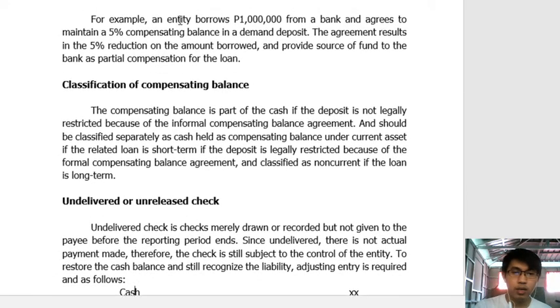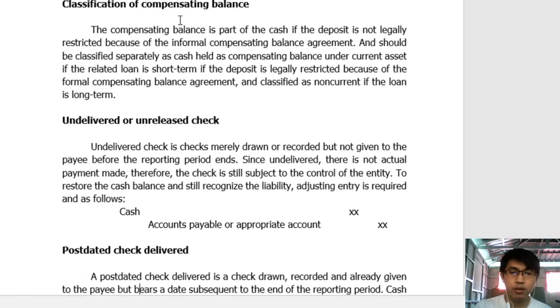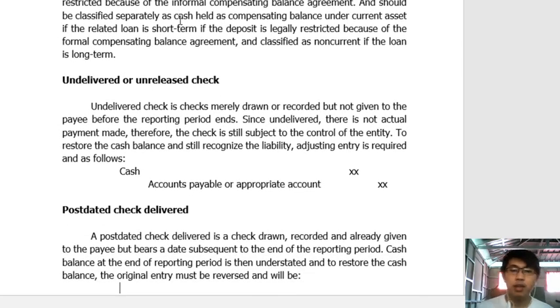Okay, let's go with the undelivered or unreleased check. So as the term implies, anong ibig sabihin nito? Yung check, medyo familiar ka na dyan. Undelivered check is checks merely drawn or recorded but not given to the payee before the reporting period ends. So nag-draw ka ng check, nag-prepare ka ng check ngayon, na i-record na rin yan.